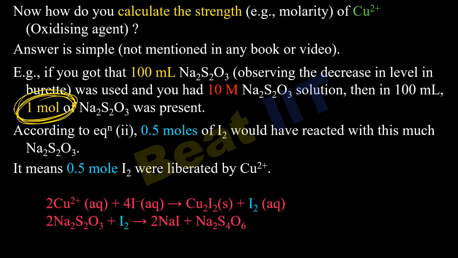And from that we can calculate the strength, molarity, because the molarity will be the number of moles divided by volume. So whatever volume of copper sulfate was there, if you know the number of moles, divide that number of moles by the volume of copper sulfate solution, and you will get the strength, molarity.